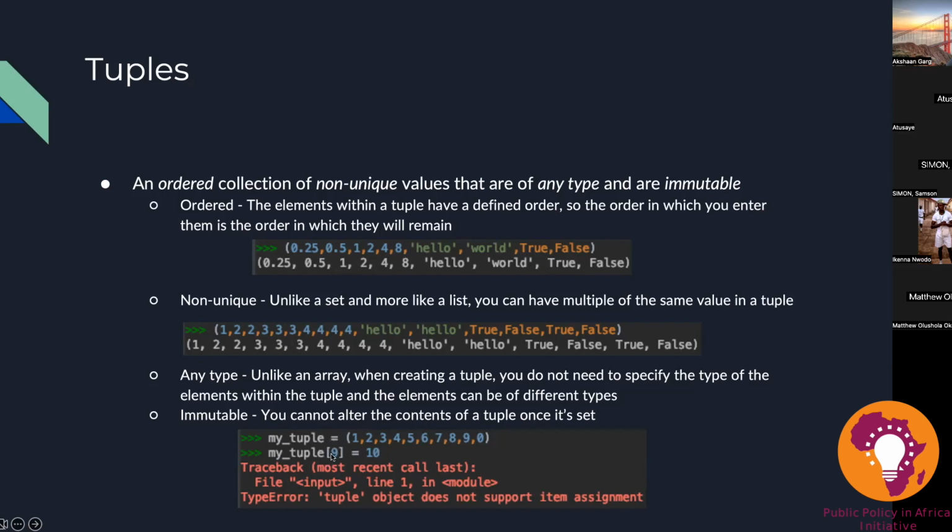you can't use the index to change anything in a tuple, right? So if you did this to a list, it would have changed the ninth element to 10. But in a tuple, if you try to do this, it won't change it.